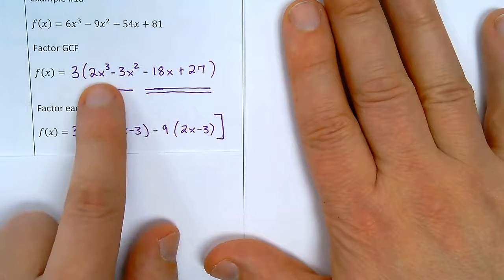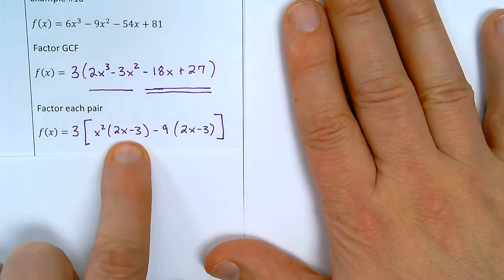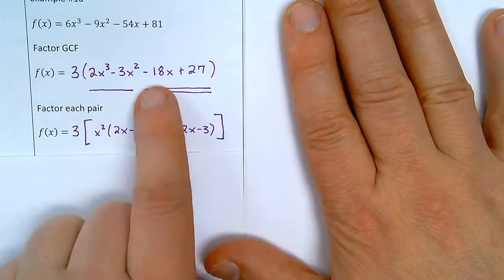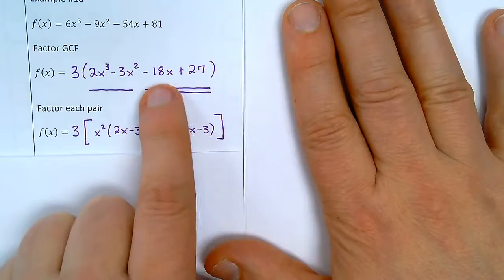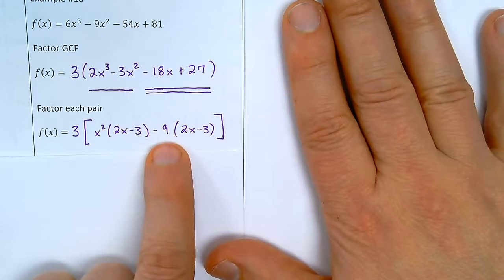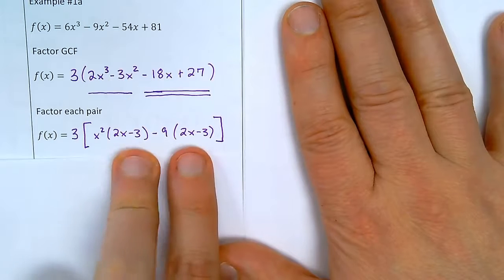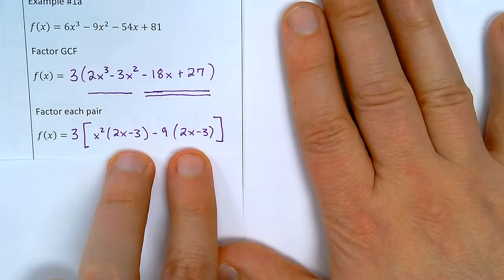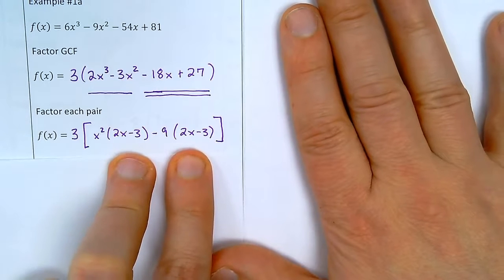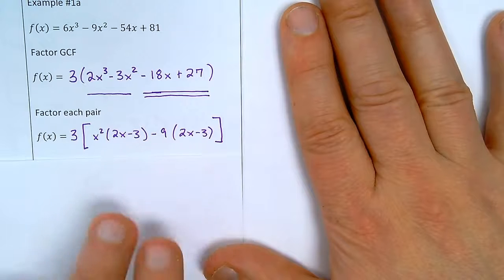So when I look at the first two, a common factor that comes out of both of those is an x squared, leaving behind 2x minus 3. And when I look at the second pair, the third and fourth term, a common factor that comes out is a negative 9. You'll know that you're on the right track if your parentheses sets match. If they do not match, then factor by grouping does not work, or you made a mistake.